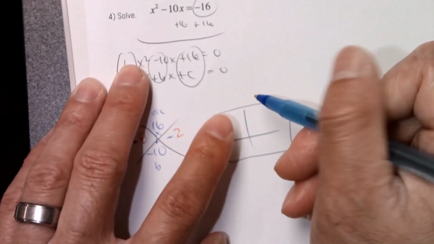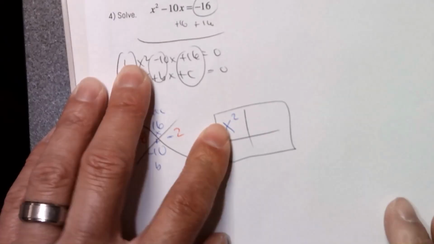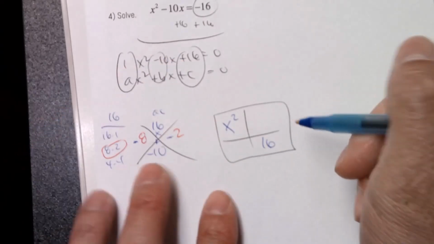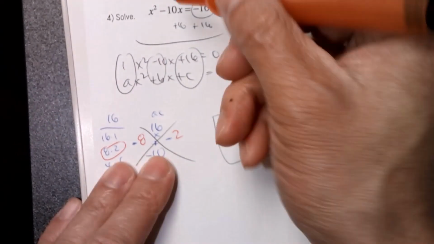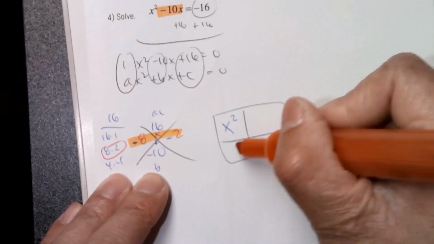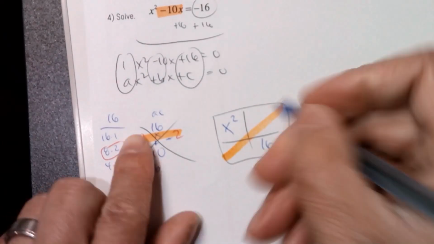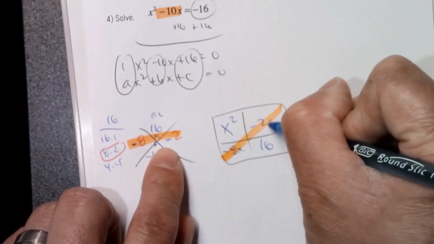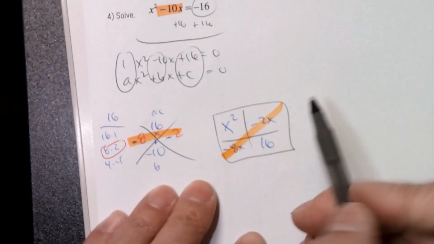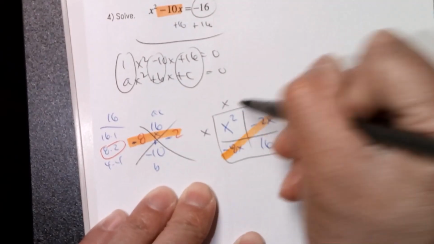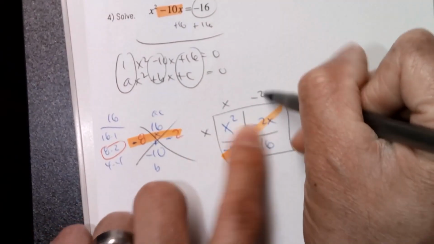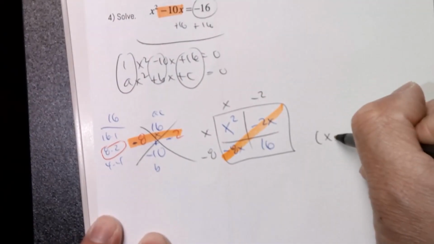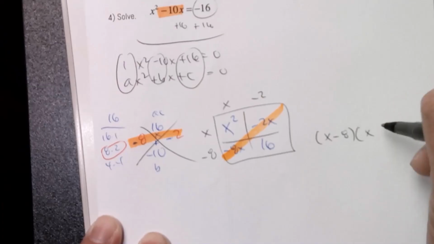This one always goes in the top left. This one always goes in the bottom right. Top left, bottom right. This b term is being split. So you're going to add an x, so negative 8x minus 2x is negative 10x. Then you're going to have an x, this will be negative 2, and negative 8. So my answer for factoring is x minus 8, x minus 2.